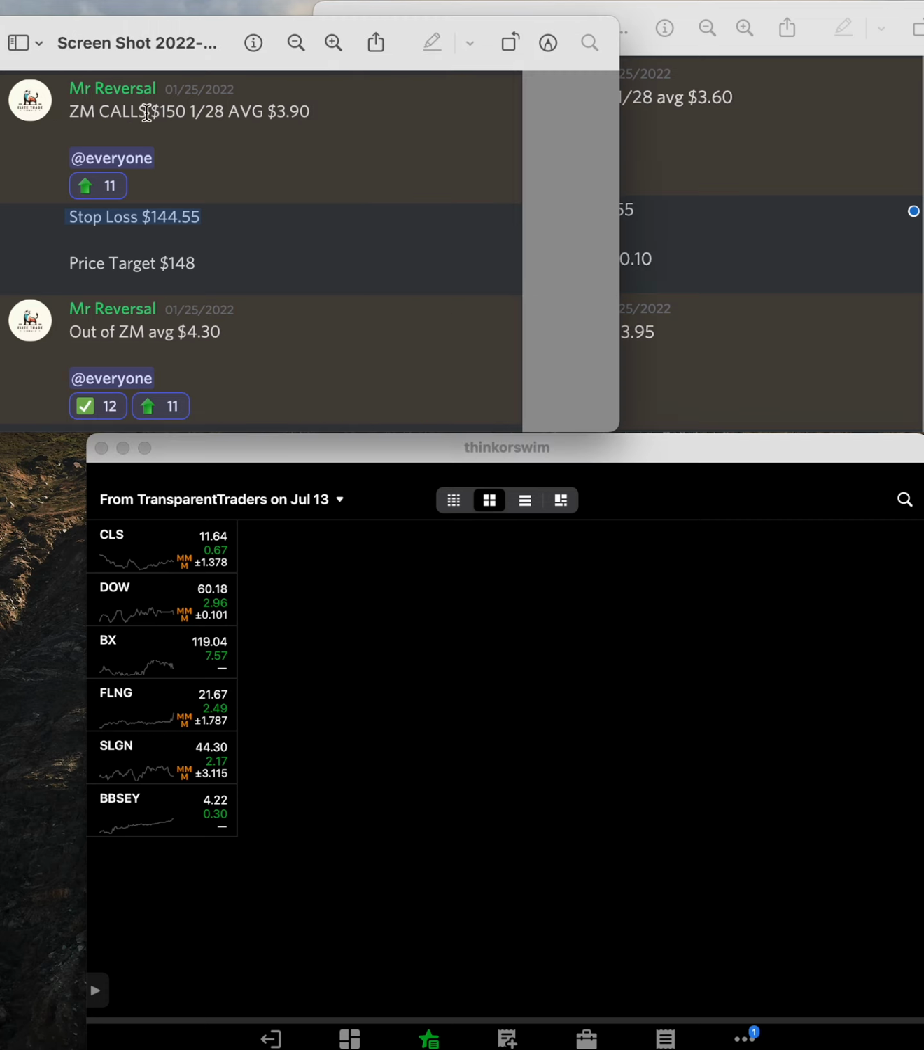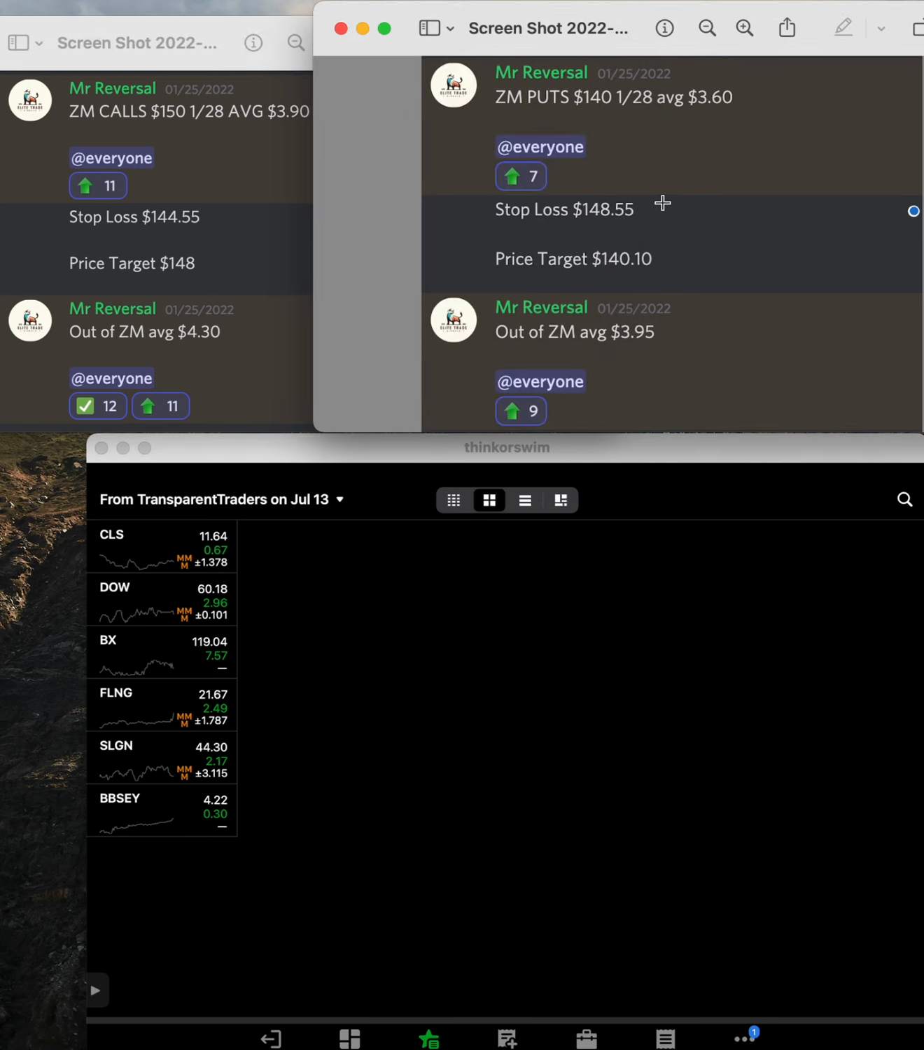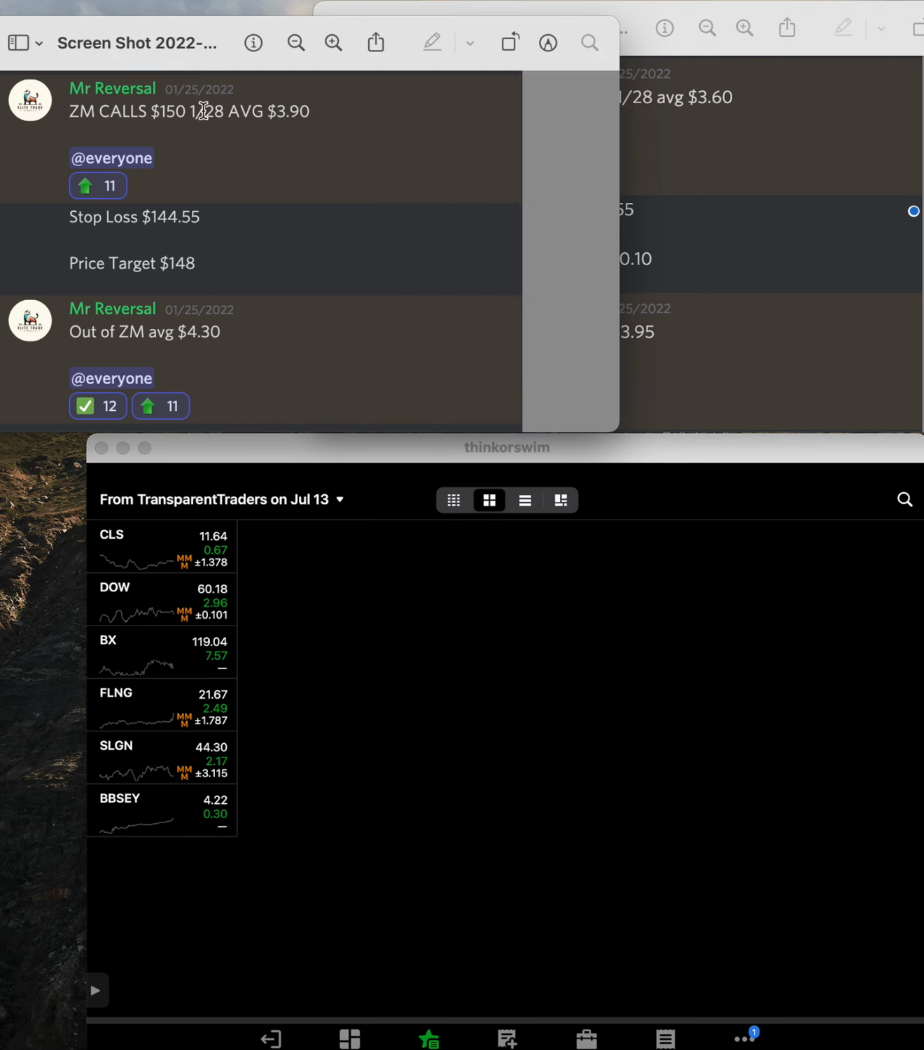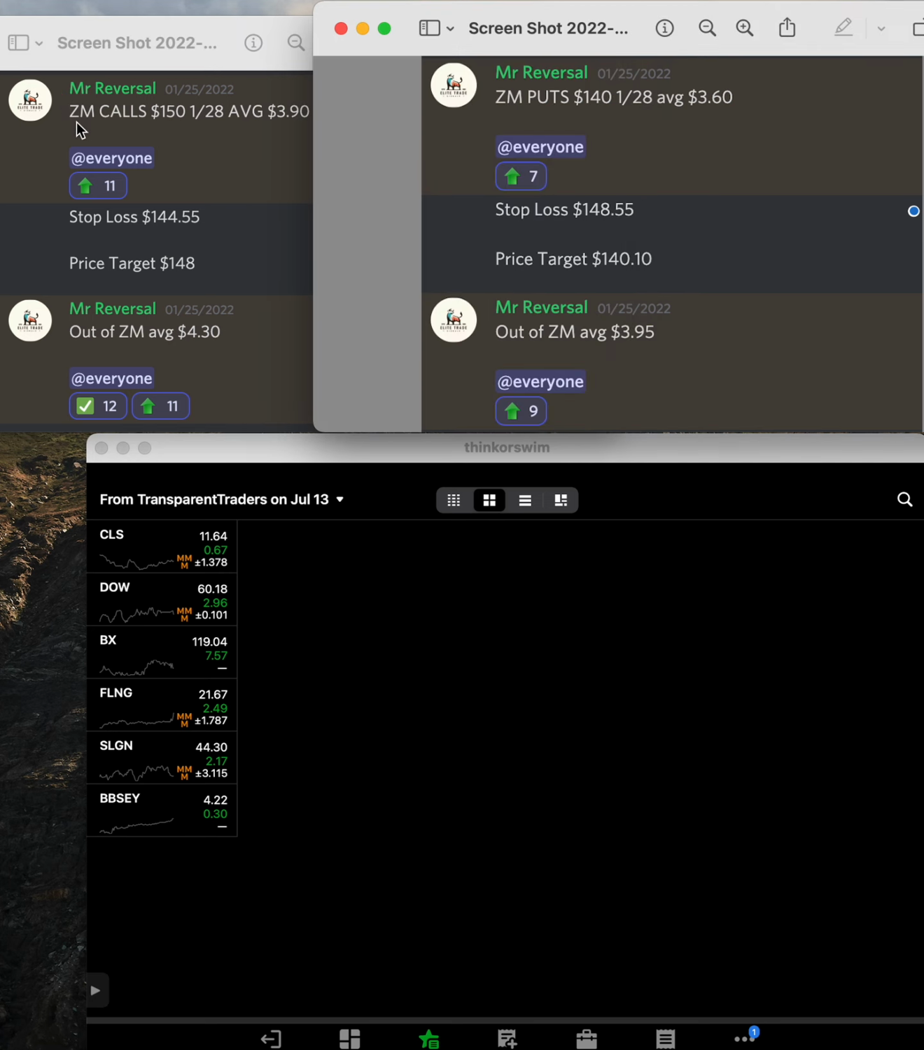Guys, here's how we can start reading our signals. To start things off, here's Thinkorswim, TD Ameritrade's Thinkorswim.